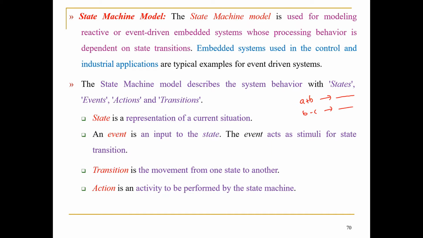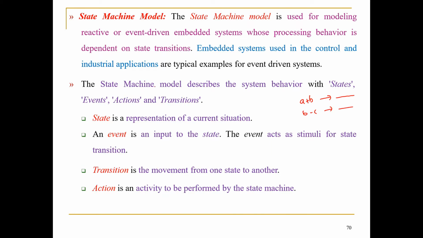Only after the happening of a particular event, the next event will take place. If this event doesn't take place, the next event will also not happen. That is what is meant by a reactive or event driven embedded system. So normally if your embedded system is reactive, or event driven, then this model will be handy in order to represent them.